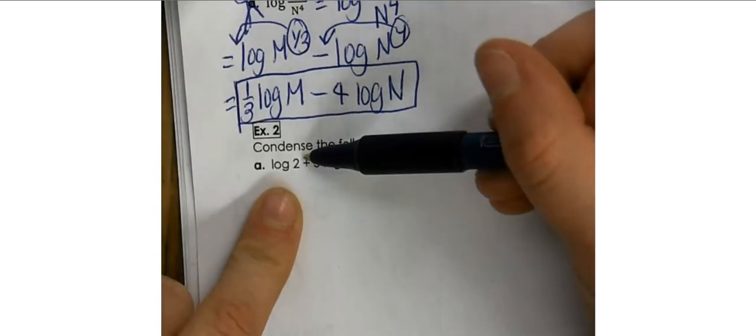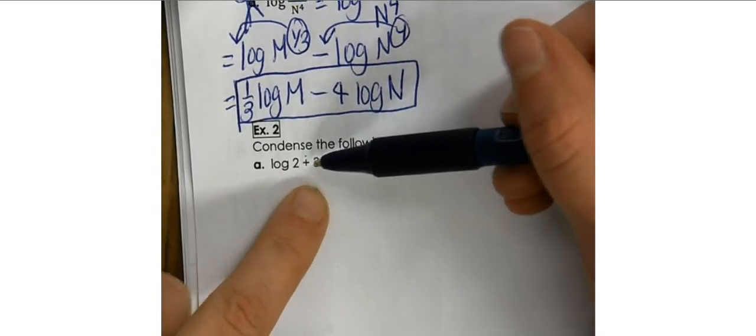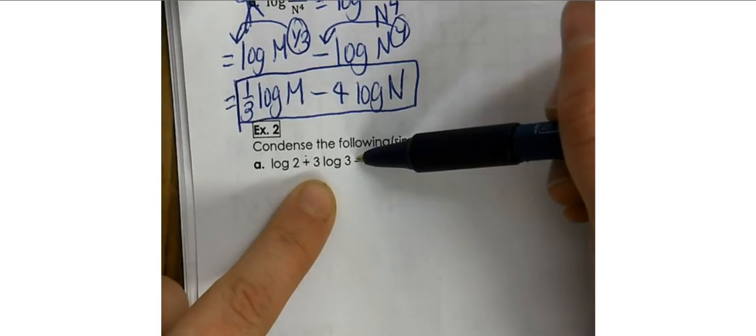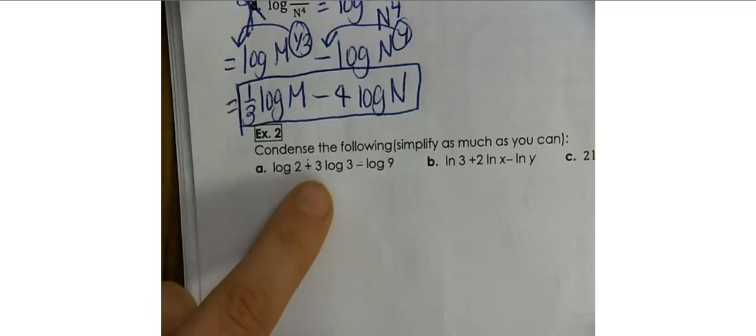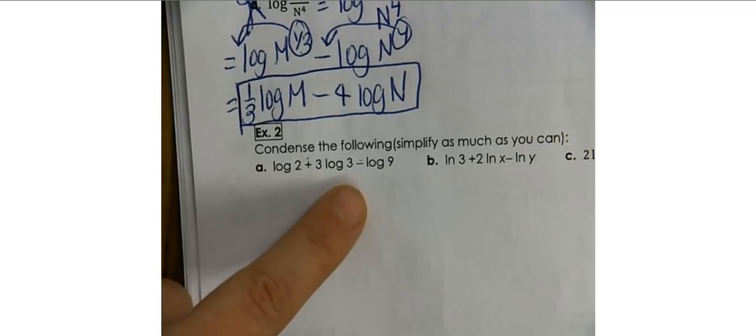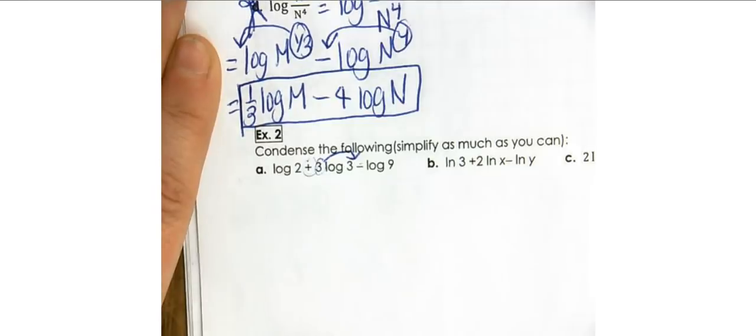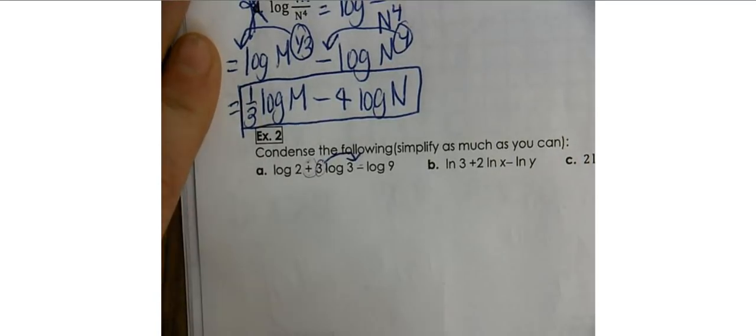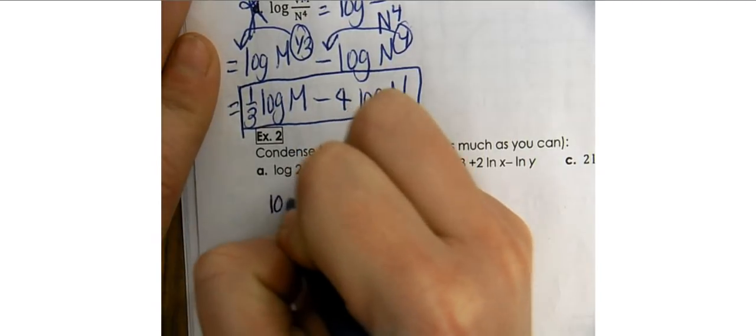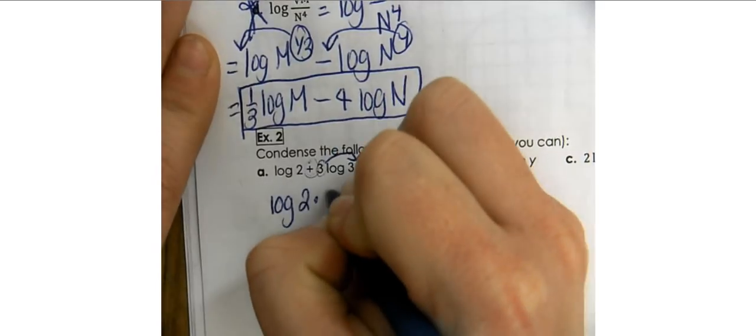I have log of 2 plus 3 times the log of 3 minus the log of 9. So what I'm going to do first is recognize that I have a plus sign and I have this 3 on the outside, and that would make that a 3 to the 3rd power. So I'm going to condense my first 2 logarithms first, and I'm going to rewrite this as log of 2 times 3 to the 3rd power.